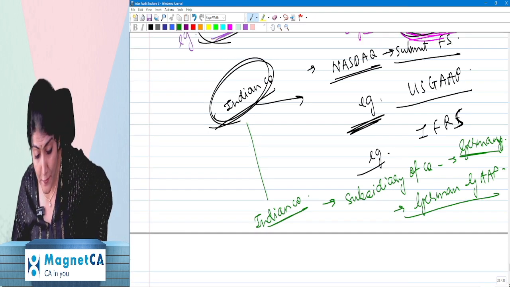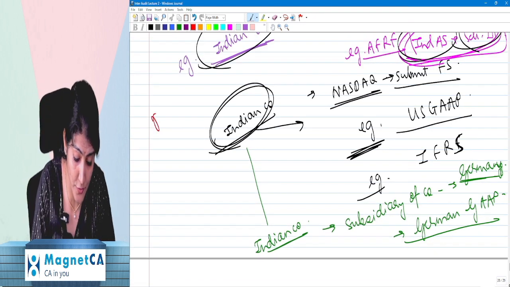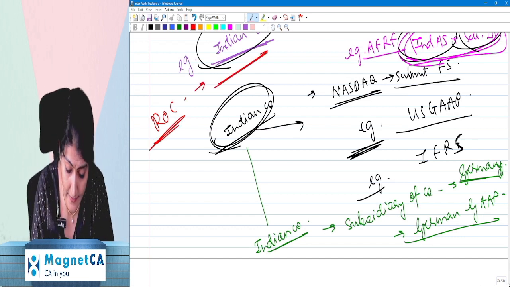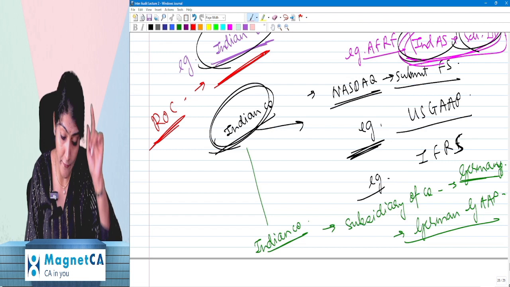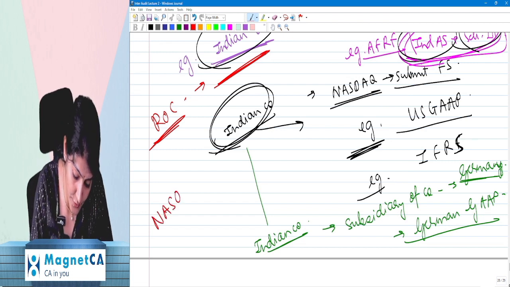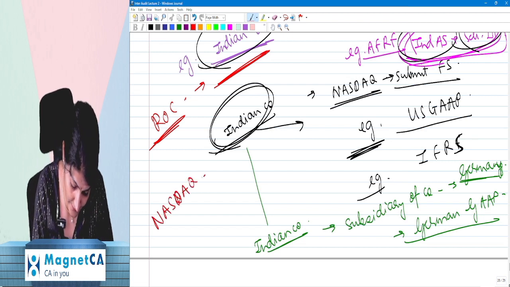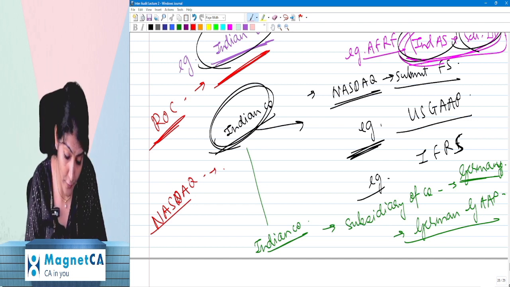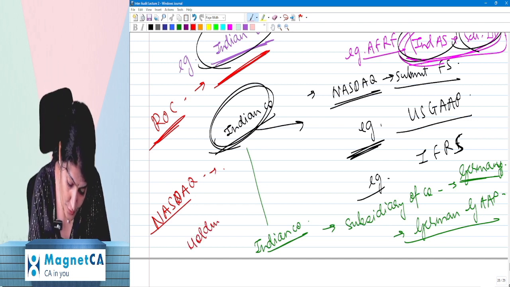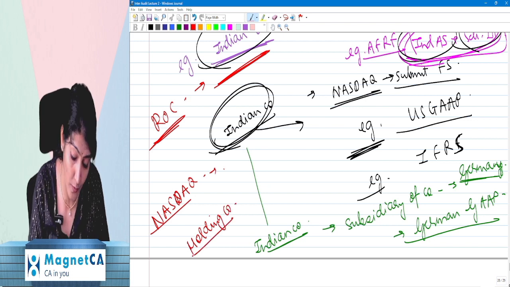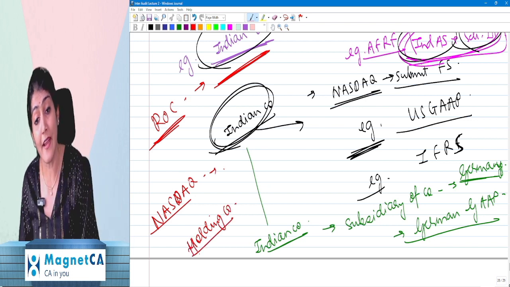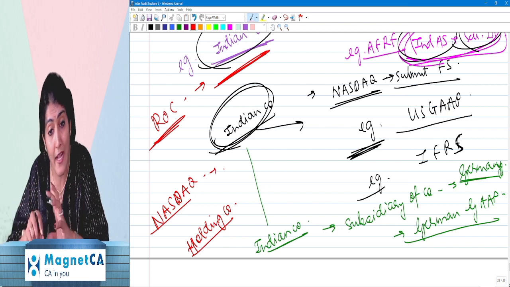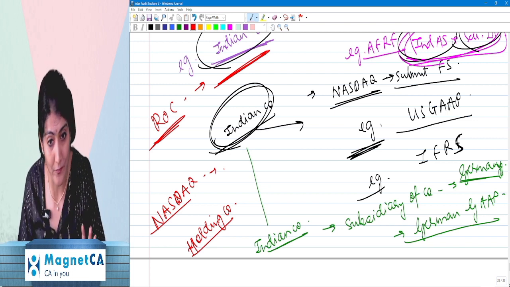So see, if I have to submit my financial statements to the registrar of companies in India, I will have to submit my Indian GAAP financial statements. If I have to submit my financial statements to the NASDAQ authorities in the US, then I'll have to submit IFRS or US GAAP. If my holding company is in Germany, then management will have to prepare financial statements as per German GAAP.